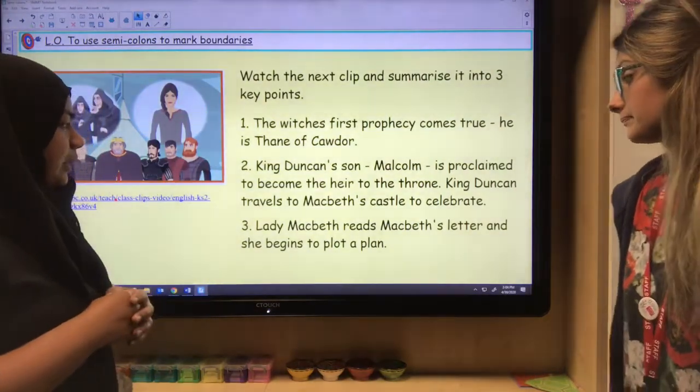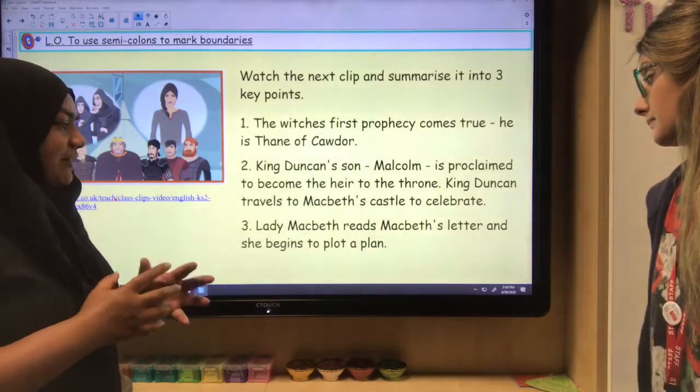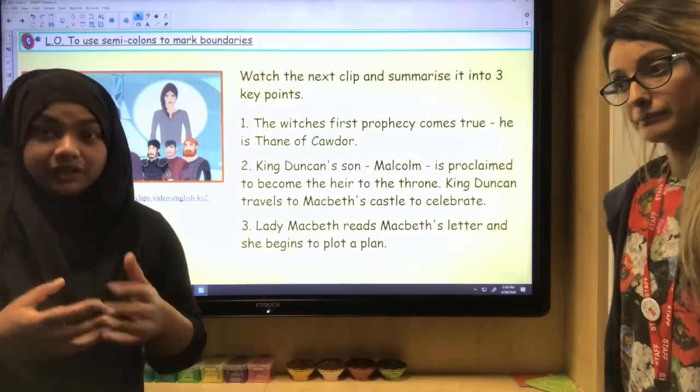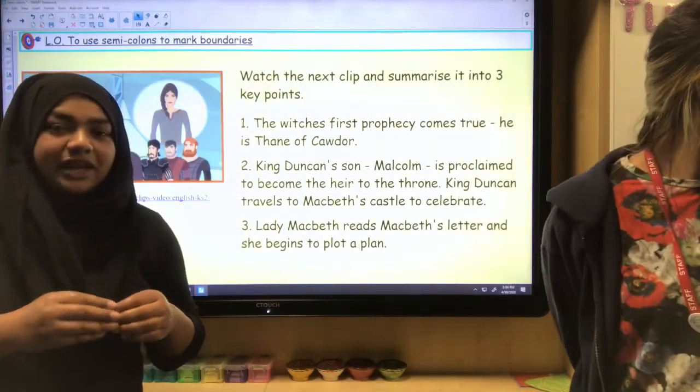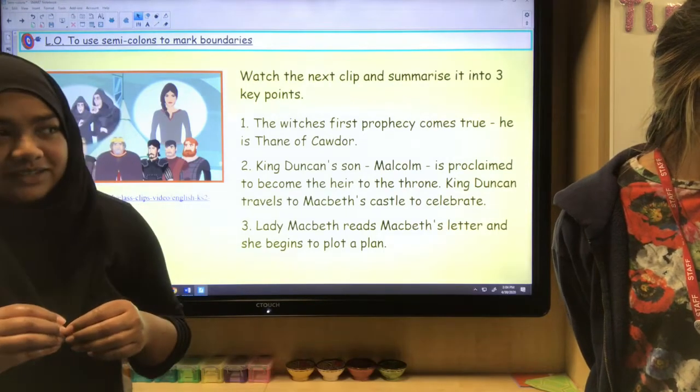And then number 3, third most poignant point is Lady Macbeth reads Macbeth's letter and she begins to plot a plan. So she puts something together, an idea together to make sure that all of the prophecies come true.